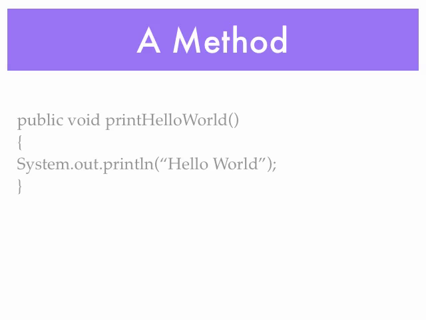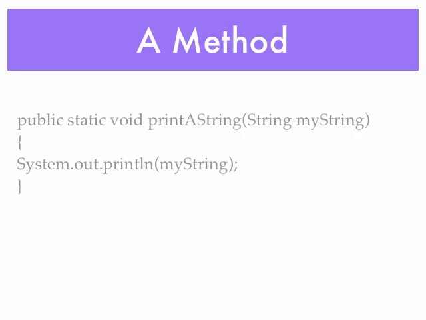Here's another version of that method. This is a non-static version. Notice that I have not declared it to be static. It is therefore non-static. It is public, void return type, name is print hello world, and it simply prints out the string hello world. To call this method, I must have an instance of the class in which it resides created and then used to call this method.